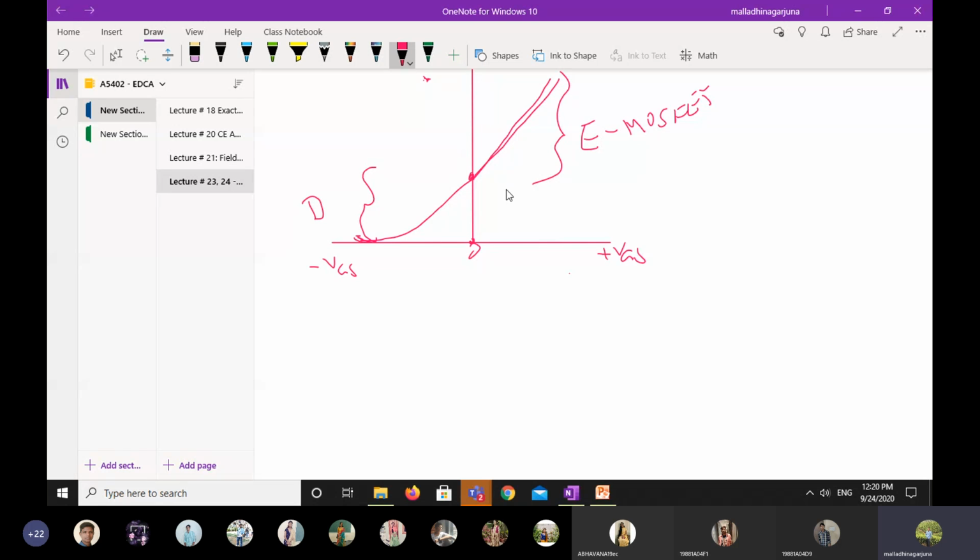So the depletion MOSFET can be used in both depletion and enhancement mode, but the enhancement MOSFET can be used only in enhancement mode. So this is the advantage of the depletion MOSFET. Whereas the E MOSFET can act only as an E MOSFET. Is it clear?